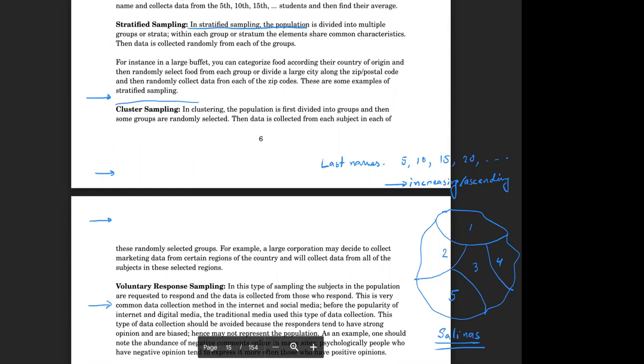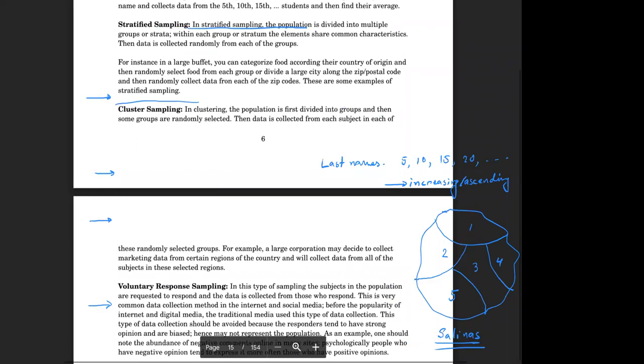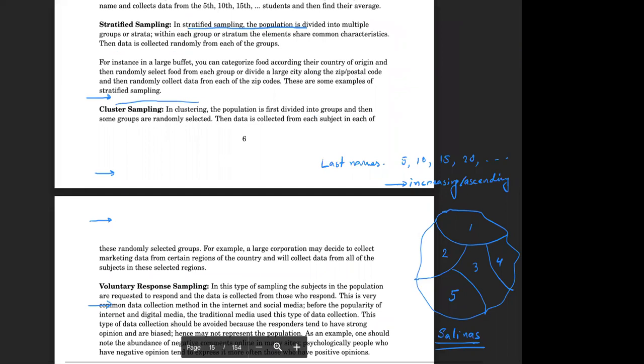Okay, I think there is a little bit of a typo. Okay, I wonder if there is a typo here. Collect data, okay. We'll collect data from all of the subjects in these selected regions. I'm in the middle of the class, so there might be a little bit of a typo here. I'm going to fix it if it is there.